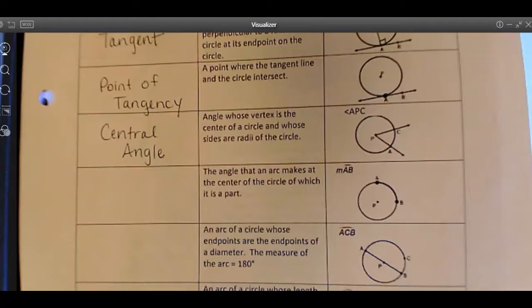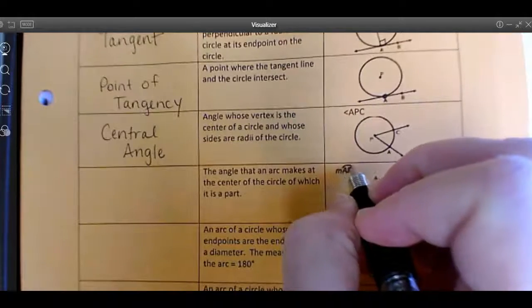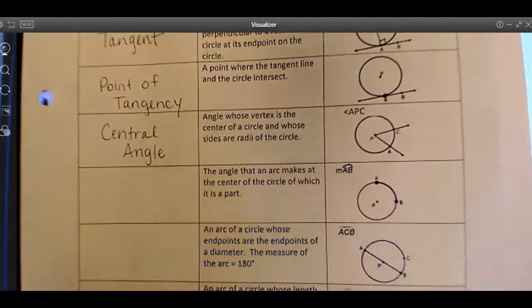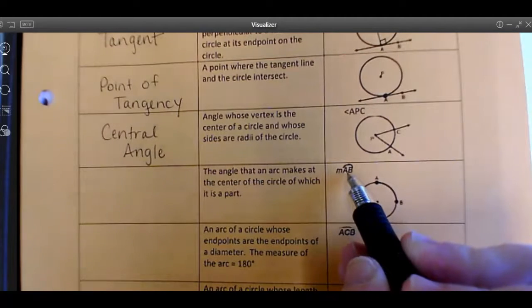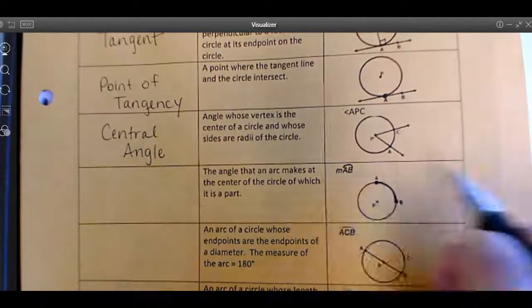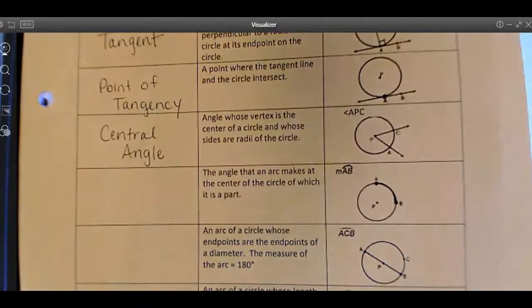Alright, the next one, it says the angle that an arc makes at the center of the circle of which it is a part. Okay, this right here, it's a little curvy thing. It's hard to tell that, but that's a little curve. It's not a line. Okay, and this is saying the measure of the arc of AB. This right here is talking about the measure of this right here. Not necessarily how long it is, but how much it turns. So it's still an angle, but it's how much it turns. And that is called the measure of an arc.